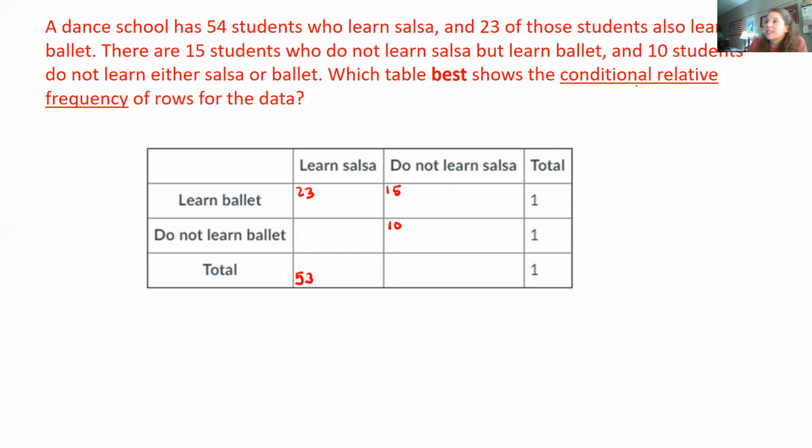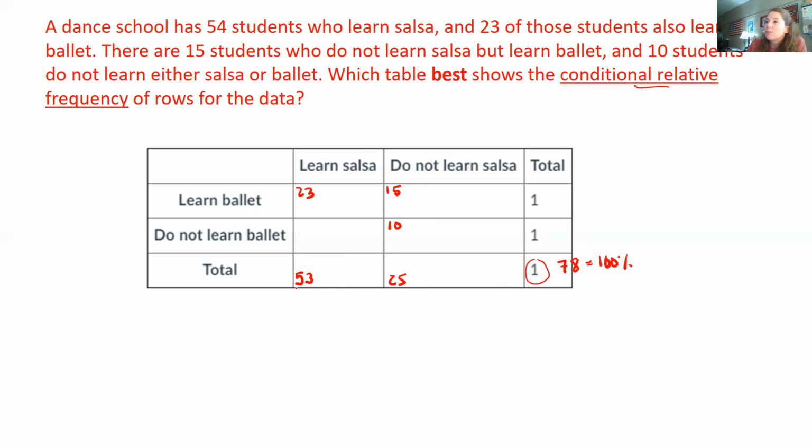Now we're doing, like I said, conditional relative frequency. So if you notice, these are already ones. So that means this row has to equal 100%. And our total number of students involved completely is 100%. So first of all, I want to know how many total students we're talking about. Well, this is 53 that learn salsa. The ones that don't learn salsa, there's 25 of them. So that tells me that we have a total of 78 students. So 78 students is equal to 100%.